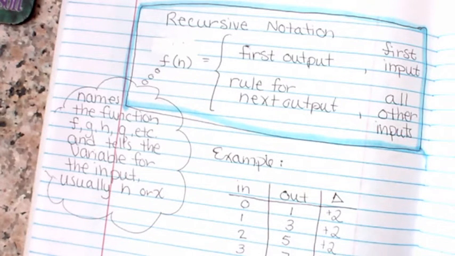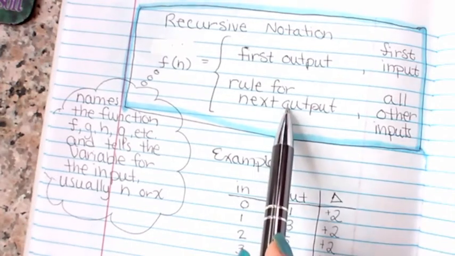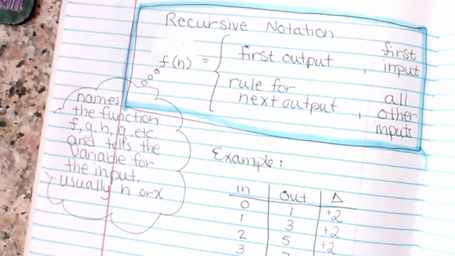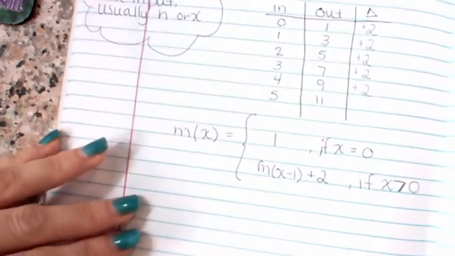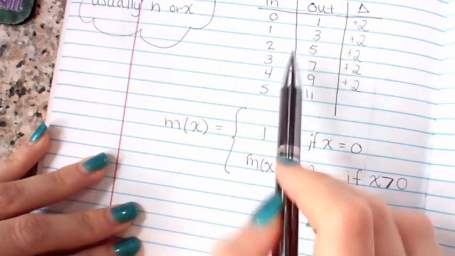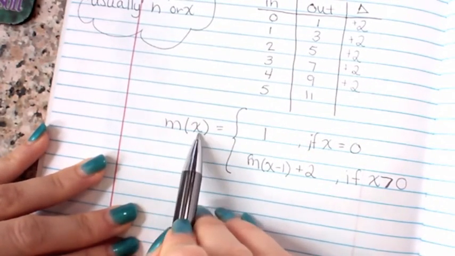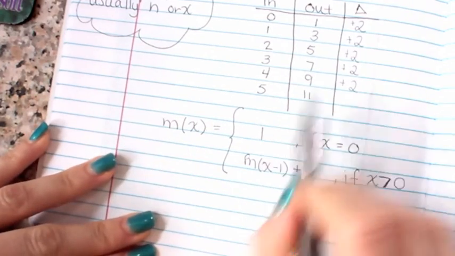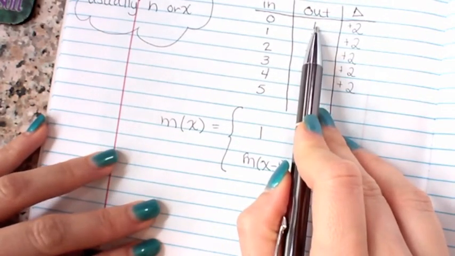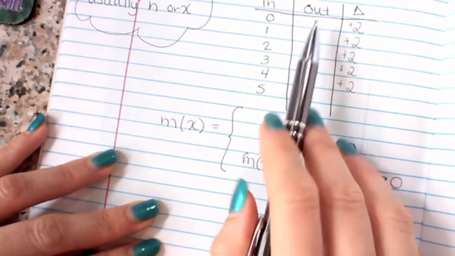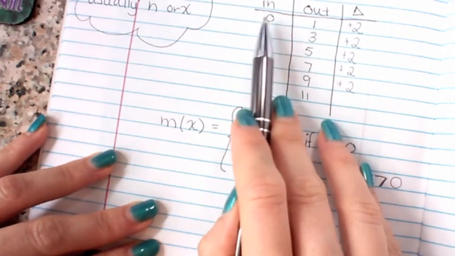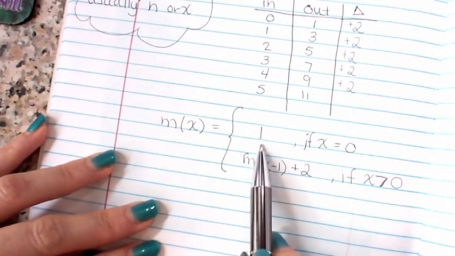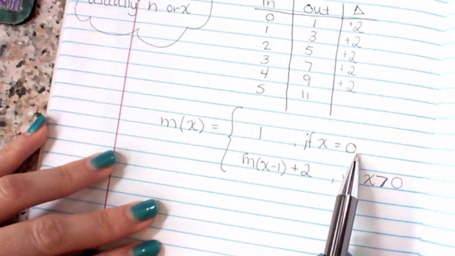And going through that process of thinking to yourself, what do I do to get to the next output, will always help you figure out what the rule is for your recursive function. So for example, let's say that we called this table m, then this function would be m of x. And we knew that our starting output was 1, and that output was 1 for the input of 0. So it's 1 if x equaled 0.